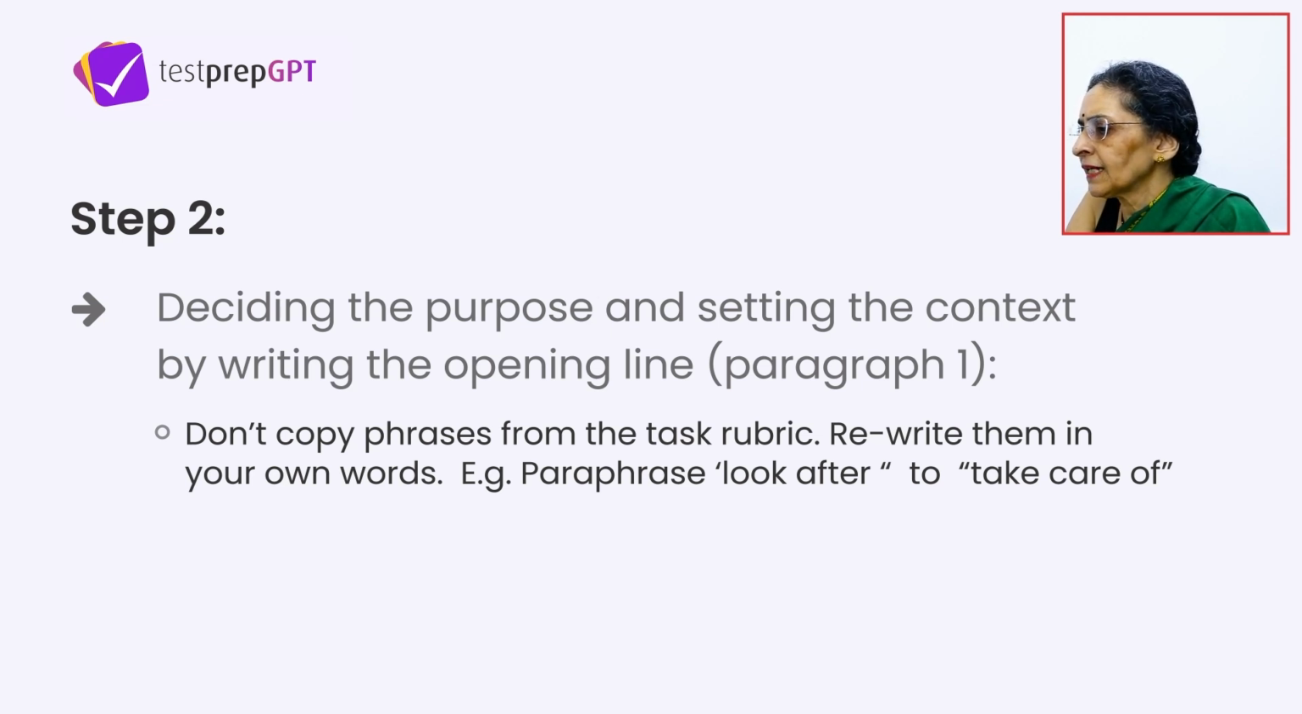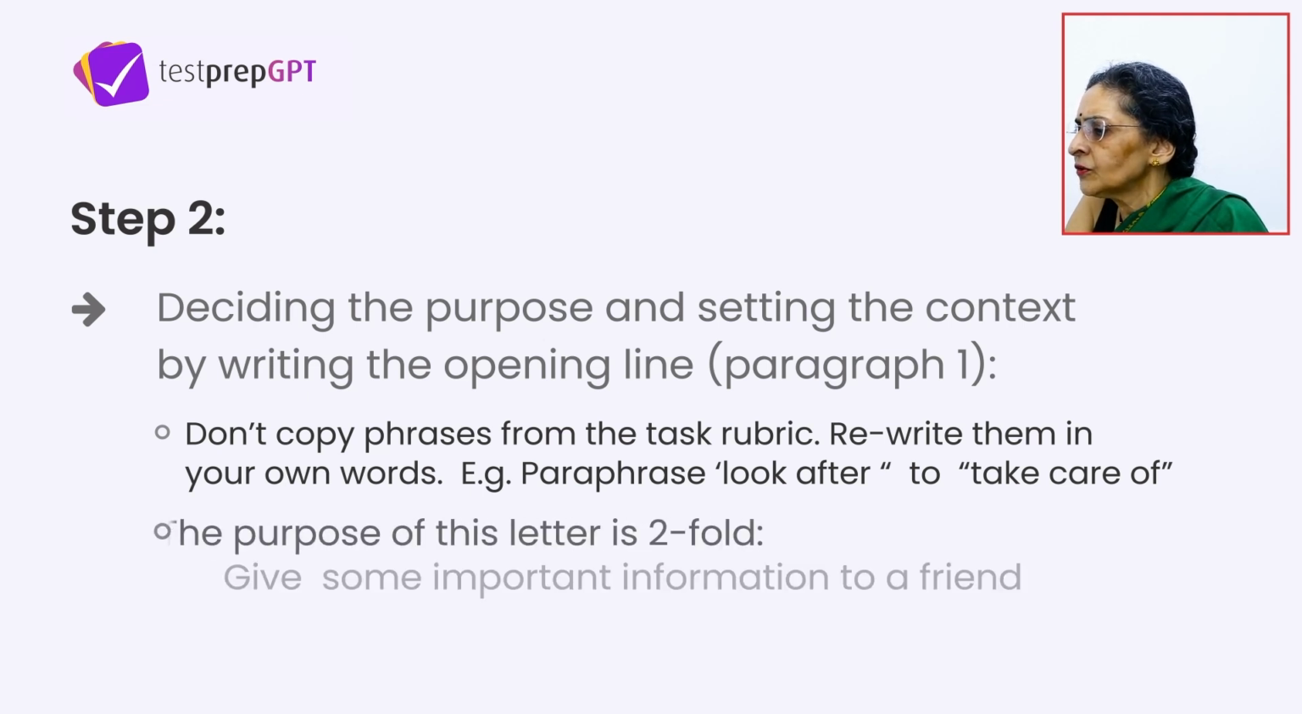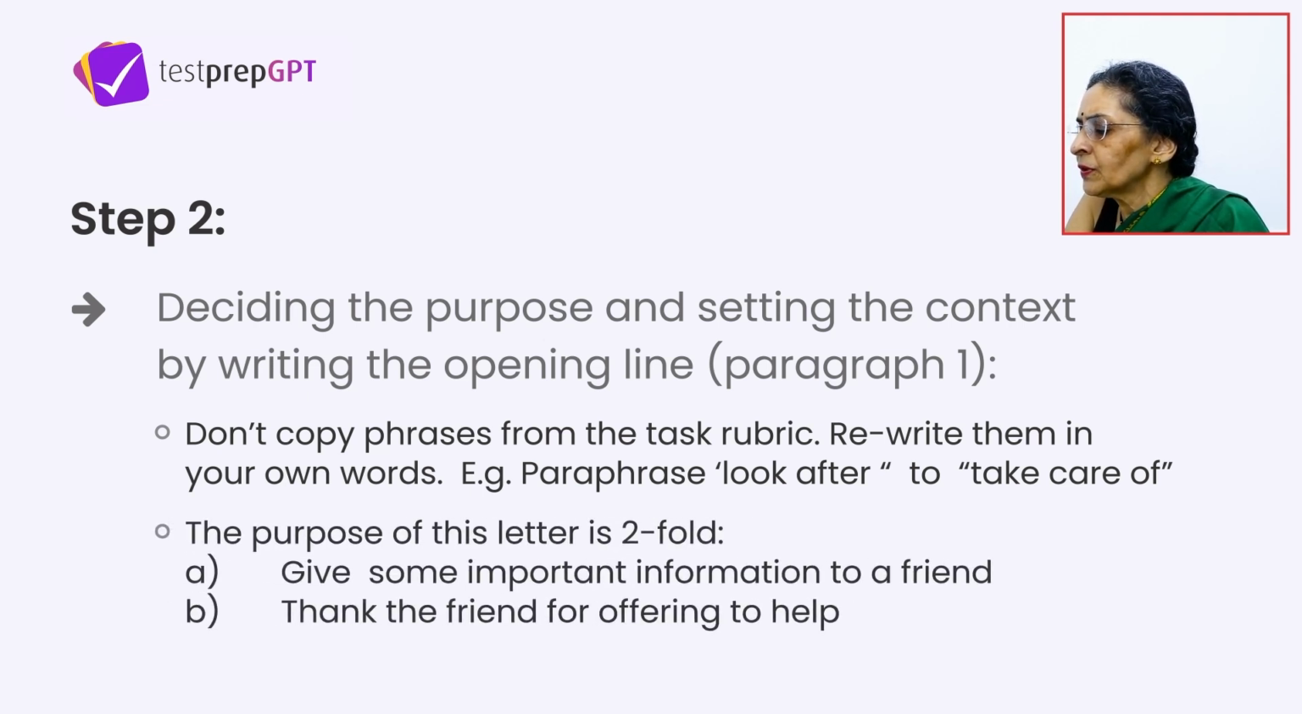It's very important, as I said, to rewrite the words given in the task rubric using your own words. So you might have to paraphrase, such as, instead of saying, look after parents, you might use the phrase, take care of parents. In this letter, as you can see, you have 2 things to do in terms of purpose. One is to give some important information to your friend, and secondly, thank the friend for offering to help.